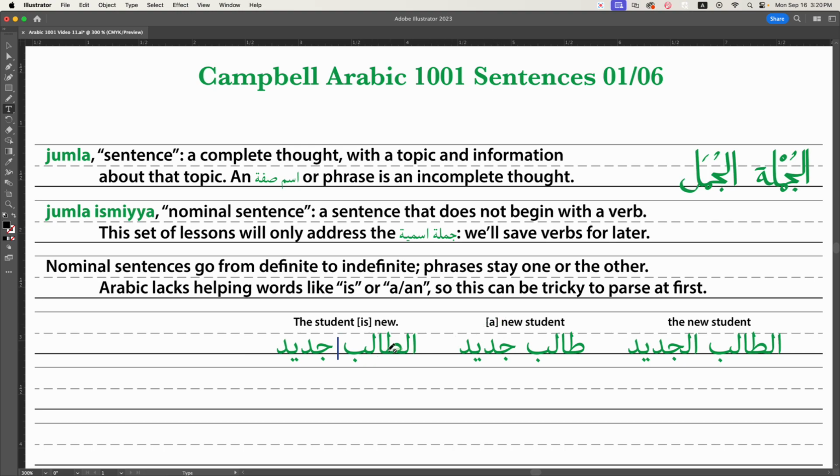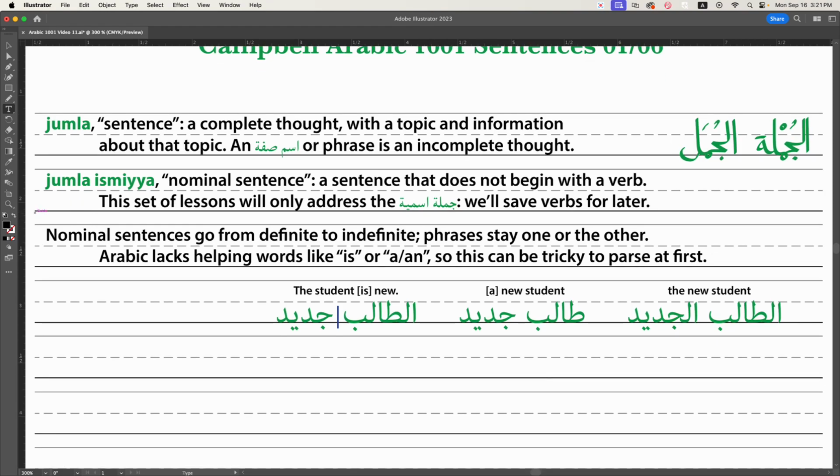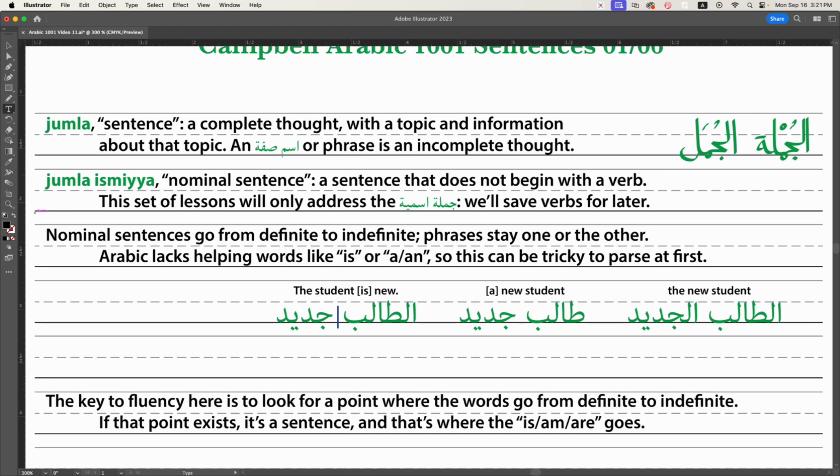However, we go from definite to indefinite here. So what I usually teach students is to put a little vertical line there. And that line is how you know it's a sentence. And this is the student is new. Again, we don't have an is. Again, technically we do. We just don't use it for reasons that are not worth going into here.